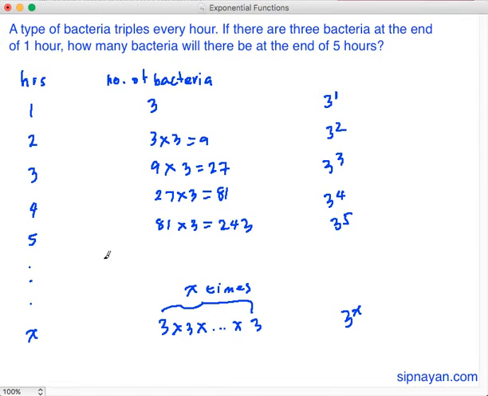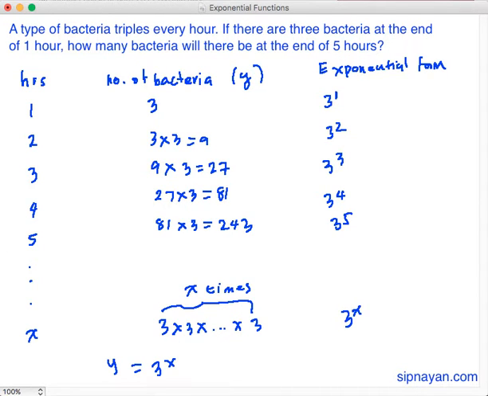Okay? So pwede nating i-relate yung number of bacteria. For example, if we let the number of bacteria be y, then we can relate the two. This is the exponential form. Then y is equal to 3 to the x. We can relate the number of hours to the number of bacteria. So the number of bacteria equals 3 raised to the x, which is the number of hours.